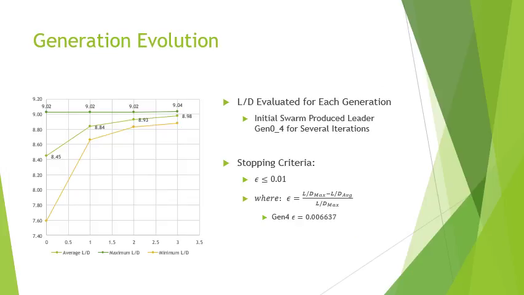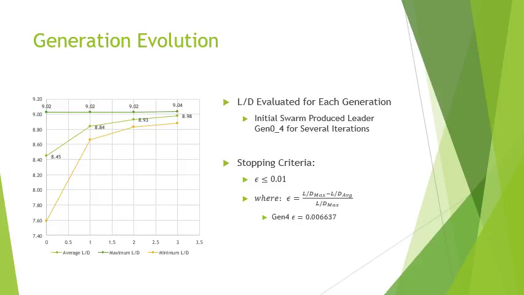As the generations evolved, the average lift-to-drag maximum increased as expected. The maximum lift-to-drag ratio was held for the first 3 generations, which was a product of the initial generation containing a random model near the optimized lift-to-drag ratio.